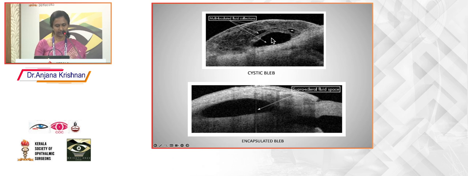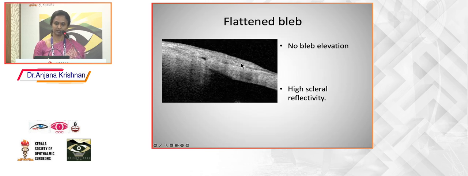The second one is an encapsulated bleb, where the bleb wall has high reflectivity and not many cystic spaces are seen. So it's not functioning properly. In a flattened bleb or a failed bleb, the difference in bleb elevation is difficult to evaluate, and there will be high reflectivity. The scleral reflectivity and the bleb area will be almost the same. Here we can hardly make out the edges of the scleral flap.